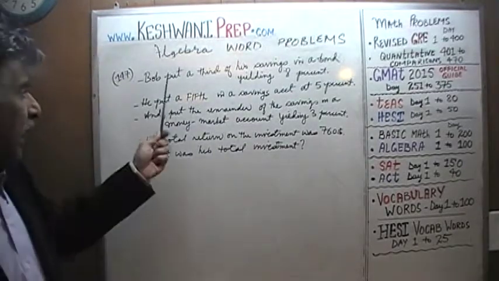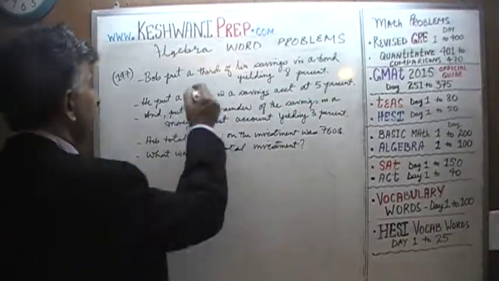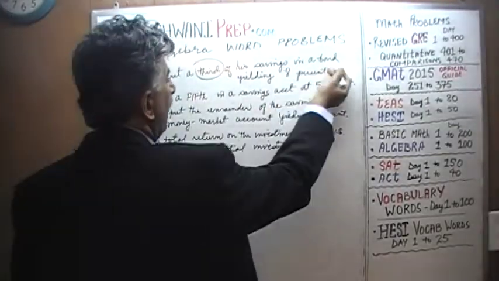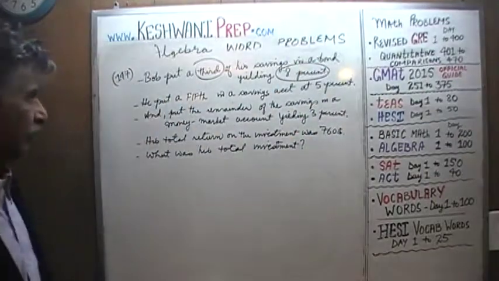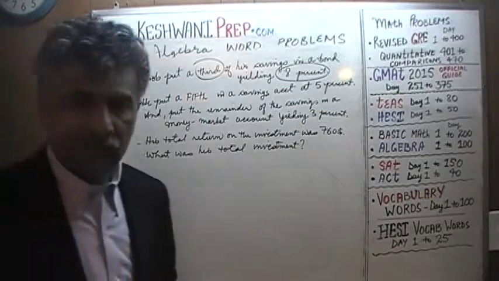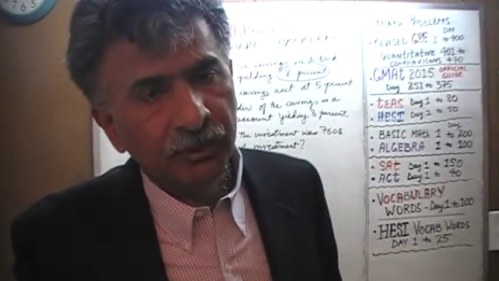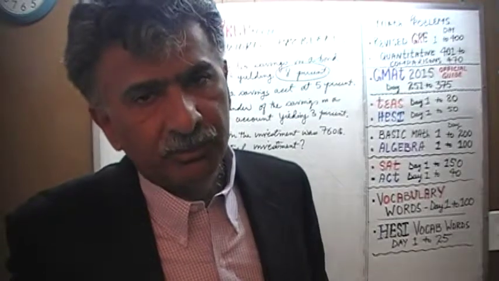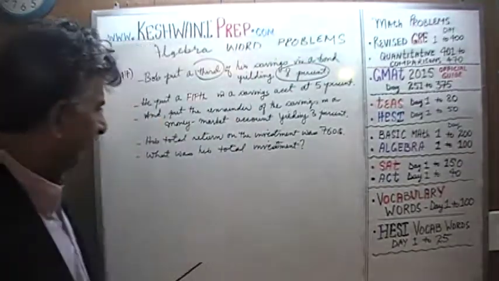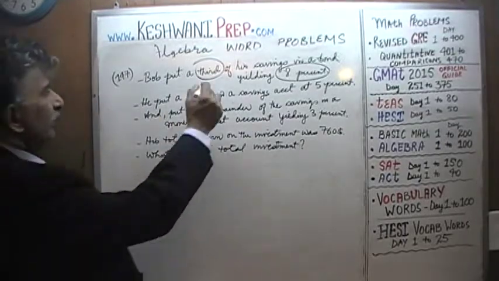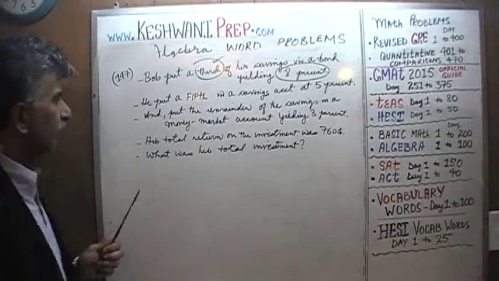We are told that Bob puts a third of his total savings in a bond yielding 8%. So let's give this total savings a name, assign it a variable so that we can deal with it. We could call it S for the savings, but S will be difficult to write and see. Let's just call it X. So a third of his savings at 8%. Let's first read the problem first.